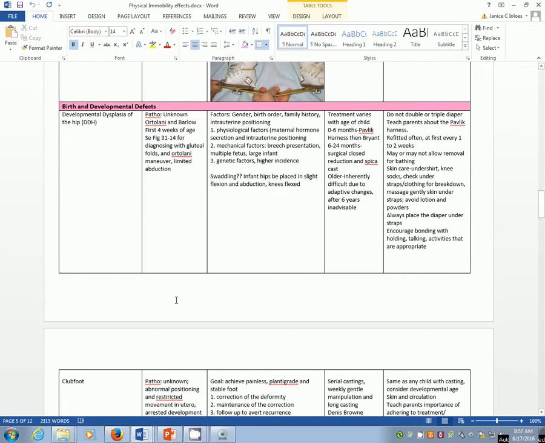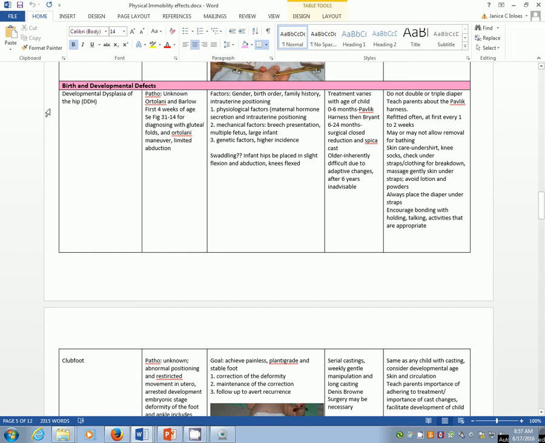Okay, then we're going into birth and developmental defects. We're going to talk about hip dysplasia, DDH. We don't know what causes DDH, but we are suspicious of certain things. We think that it has something to do with gender. Females get it more than males. It can even be birth order. It can be family history. Intrauterine positioning. So usually the physiological factors that we're looking at is going to be that maternal hormone secretion.